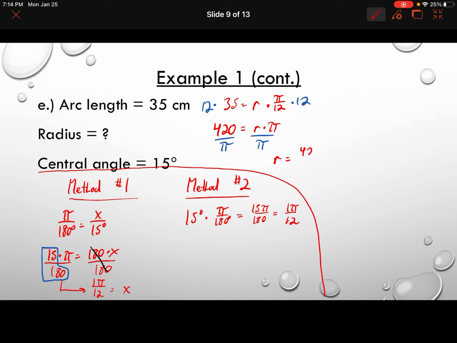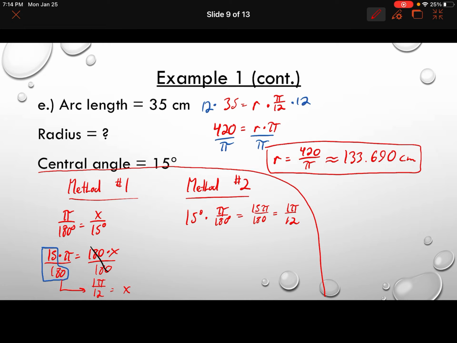R is equal to 420 divided by pi, which is approximately, if we wanted to round it, we would plug it into a calculator. Otherwise, we would just leave it. That means the radius of this circle is 133.690 centimeters.